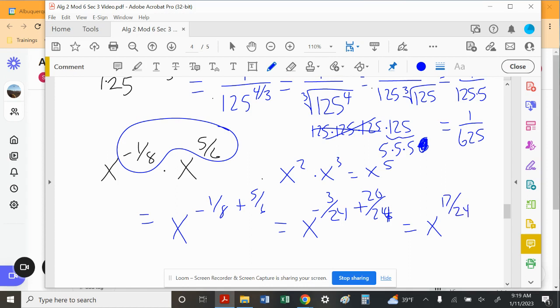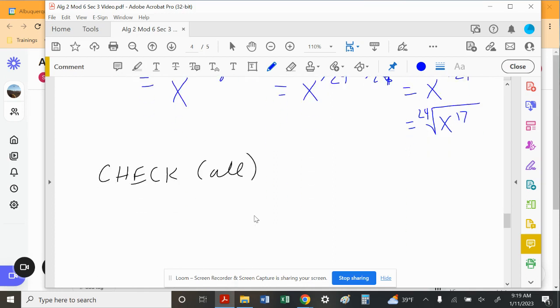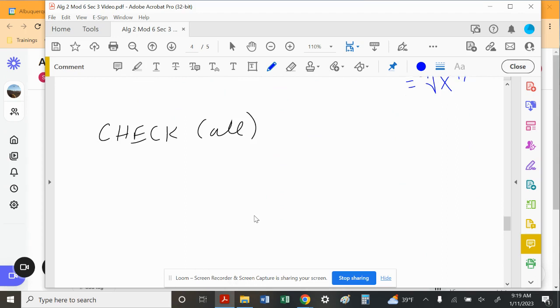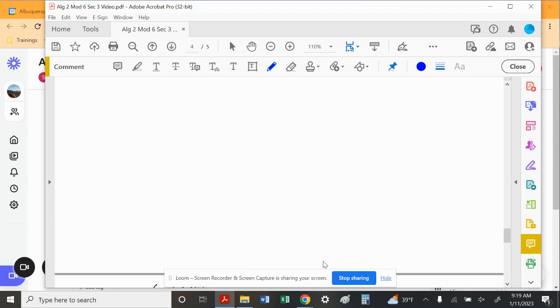I can't reduce that. This is in exponential form. If they were to ask me to write it in radical form, it'd be the 24th root of x to the 17th power. And that's it. Then we do the last check, and we are just about done. I think we're actually, no, then we have some homework problems. So I'll do that in the next video.